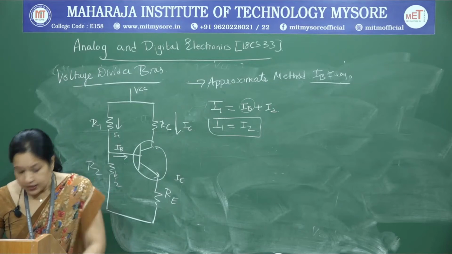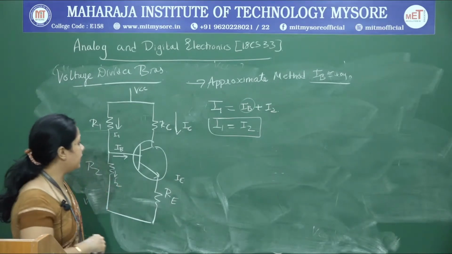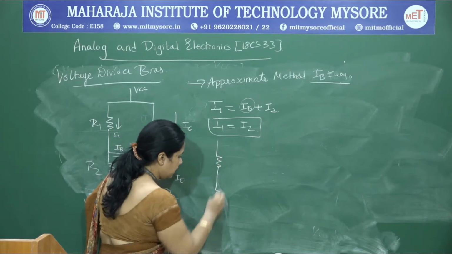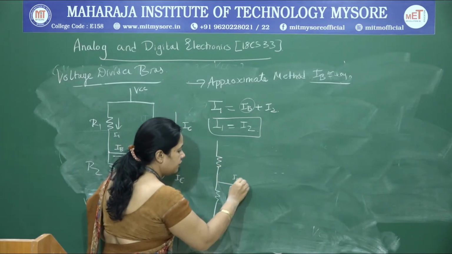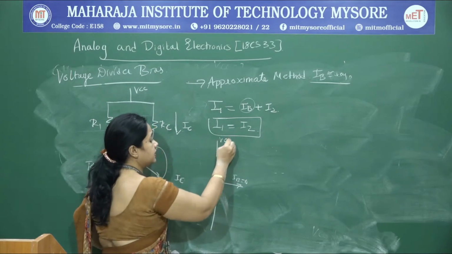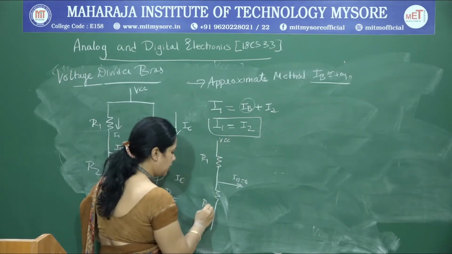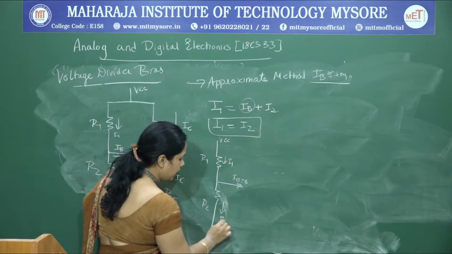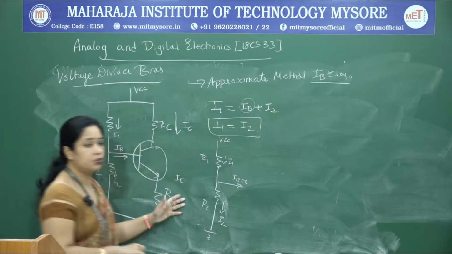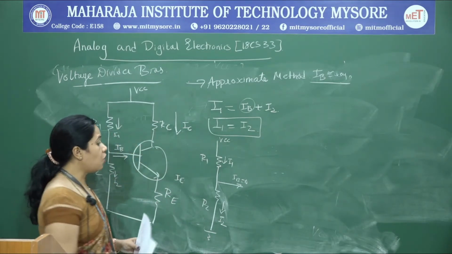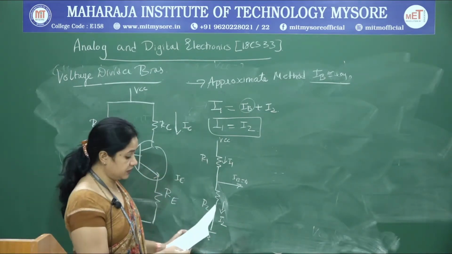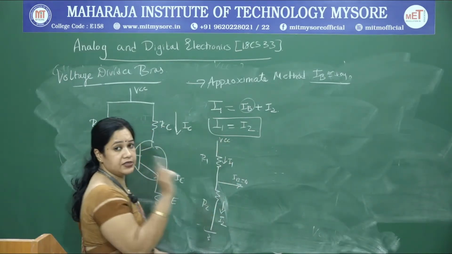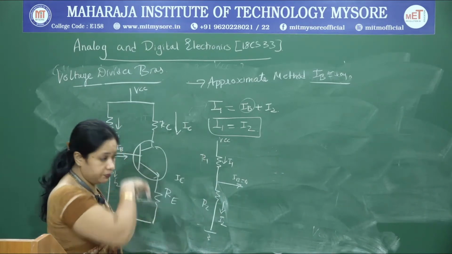If you can see, this circuit can be replaced with a circuit something like this, because we assume IB is 0. Here we have VCC, we have R1 and R2. This is I1 and I2. So we end up getting an equivalent circuit something like this. Now I apply KVL to the input section. Now it is easy because we end up getting a single loop. Now I can apply KVL to the input section.